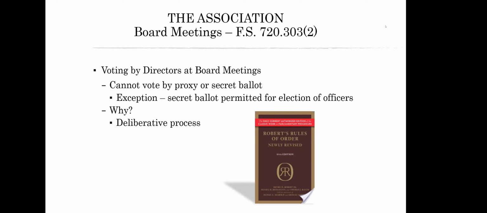Board members, when voting at a board meeting, cannot vote by proxy or by secret ballot, with the exception of the election of officers. All votes must be out in the open so that your members know how you voted.